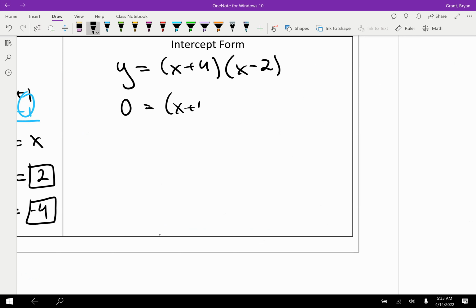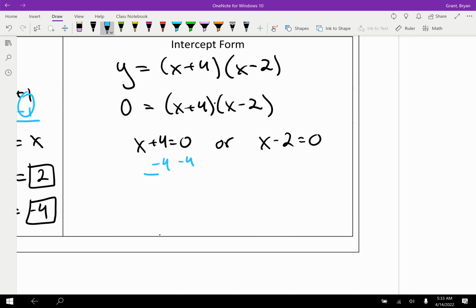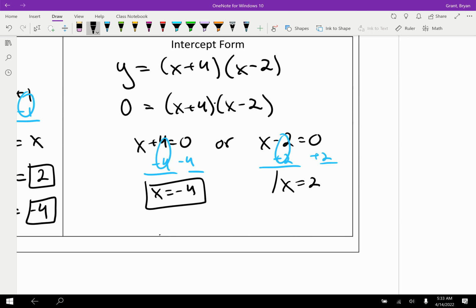It gives us x plus 4 times x minus 2, and since we're already in factored form, the work is pretty easy here, isn't it? X plus 4 equals 0, or x minus 2 equals 0. And since we reverse engineered this earlier, this better be correct, right? So we're going to have to add 2 to both sides and subtract 4. Those cancel, and we end up with x equals negative 4 or x equals positive 2.